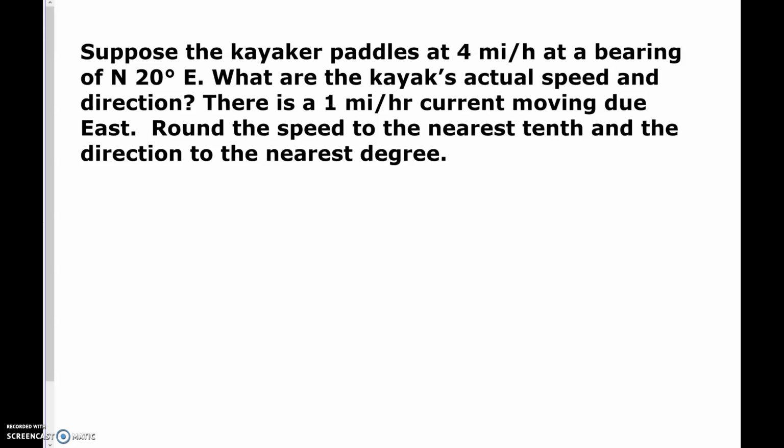So we have a kayaker and there is a current in the water. If you're going with the current, that's going to make you actually go faster than 4 miles an hour. And if that current is going against you, then you're actually going to be paddling a little bit slower. So we're going to have to take the kayak speed and combine it with the current to get our resultant vector.